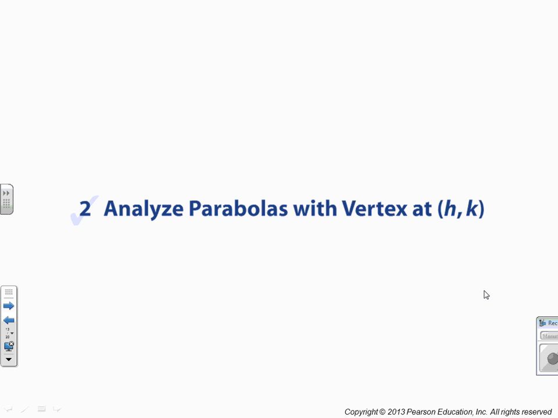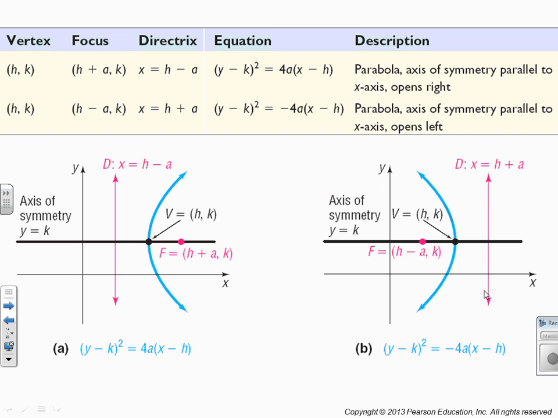All right, so now we're going to move our vertex from the origin to anywhere on the xy plane. So the way that it changes our equations is that instead of a vertex of 0, 0, we're going to have a vertex of h, k. So for a right opening parabola, we're going to have h plus a, comma k as our focus. Our directrix is going to be x equals h minus a.